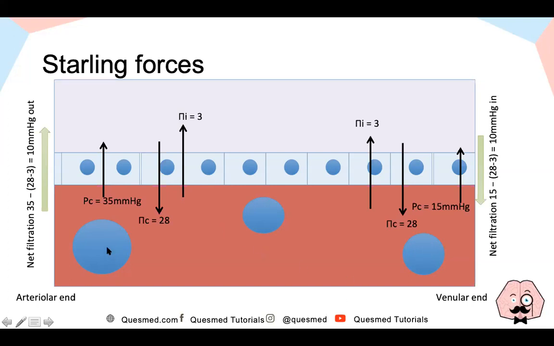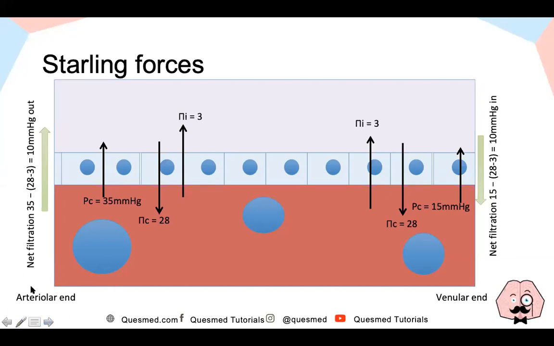So we have a few different forces that come into play when we think about diffusion of water through a capillary. So first of all, we need to think about the pressure within the capillary. I've labelled here the arteriolar end and the venular end. That's the side where it's next to the arteriole. This is the side where we're next to the venule.